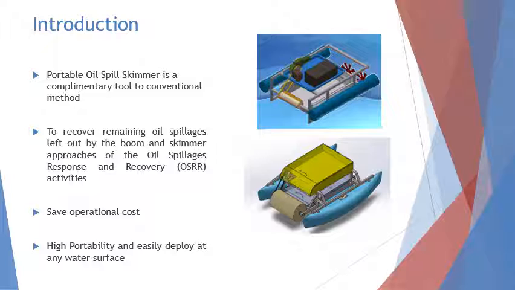In the conventional method, which is boom and skimmer, there is a disadvantage where the oil may emulsify with water during high tides and strong waves and escape or spill out from the boom. So, in order to collect the remaining oil spillages, portable oil spill skimmer is used. Portable oil spill skimmer also can save operational costs and has high portability and is easily deployed at any water surface.